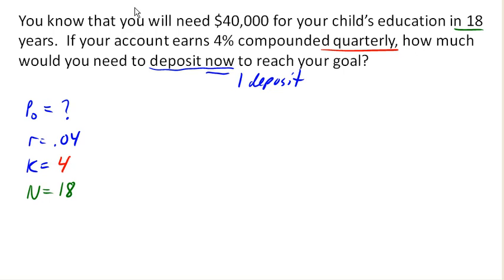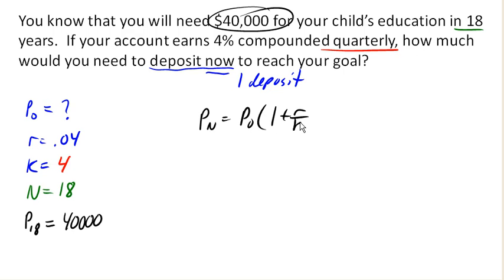And where does this 40,000 come into it? Well, the 40,000 is how much we want to have in 18 years, and so the amount in our account in 18 years should be 40,000. So if we think about our equation, P_n equals P_0 times (1 plus r over k) to the k times n, we know values for r, k, n, and P_n as long as we let n equal 18. So if we go ahead and say, okay, let's let n be 18, now we know values for everything except for P_0.